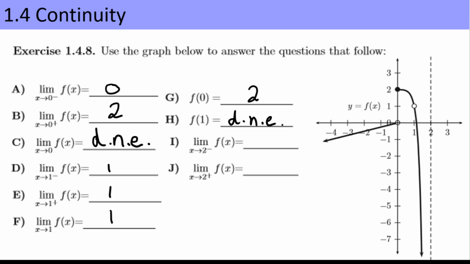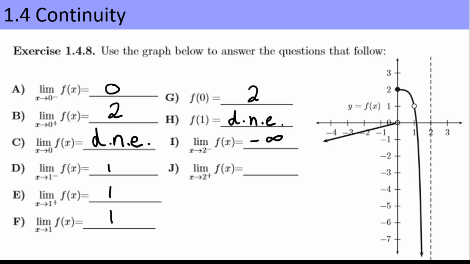Now let's look at the limit as x approaches 2 from the left. The graph appears to show that it is getting smaller and smaller and smaller. In fact, it is approaching negative infinity. Now the limit as x approaches 2 from the right. It does not exist.